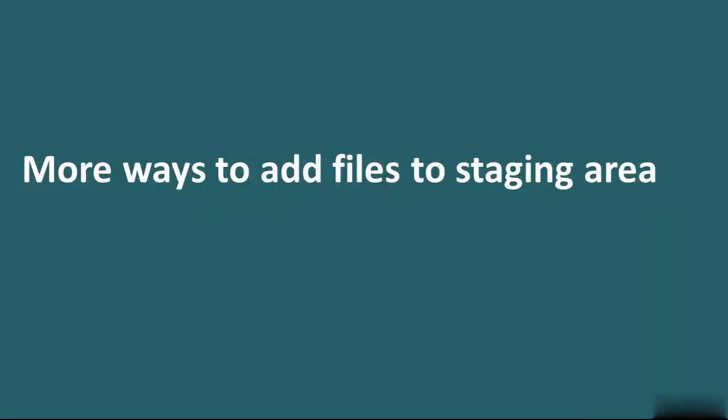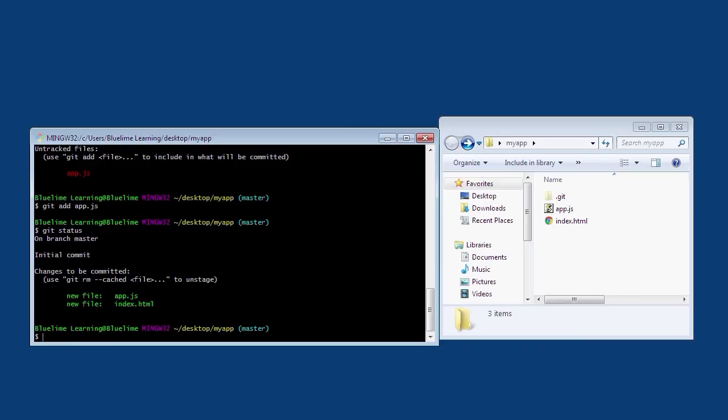In this lecture, I'm going to show you more ways to add files to the staging area. Before I show you the ways, I want to remove this couple of files here we have in the staging area. I want to remove them. So the command to remove them will be git rm --cached followed by the name of the file.